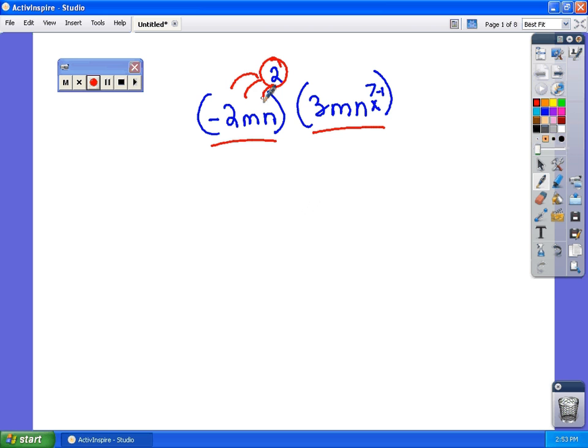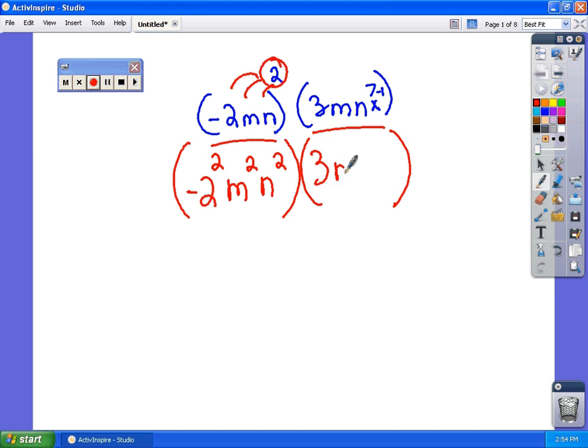goes to the power of 2. Negative 2 squared, m squared, and n all get squared, but I'm going to put parentheses around because it is one monomial. And then I'm just going to copy this down next. So now we have the multiplication of two monomials.